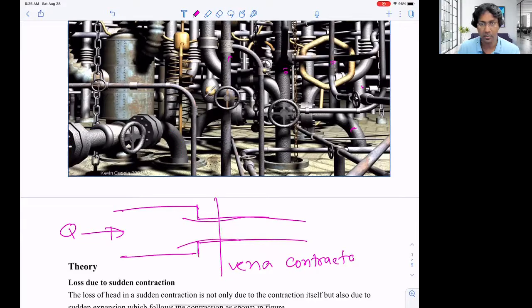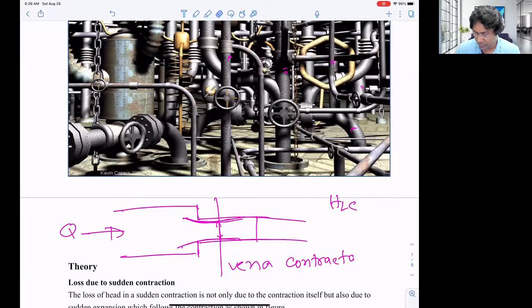We have an opening and water is flowing, so it is just converging and forming a contracted section called the vena contracta. The cross-sectional area of the stream here will be lower than the pipe diameter. That's why there will be some loss. Suddenly contracting the cross-sectional area is kind of a hindrance or obstacle for the flow of water. That's why it will lose some energy, and we call this energy loss head loss due to sudden contraction, and the notation is HLC.